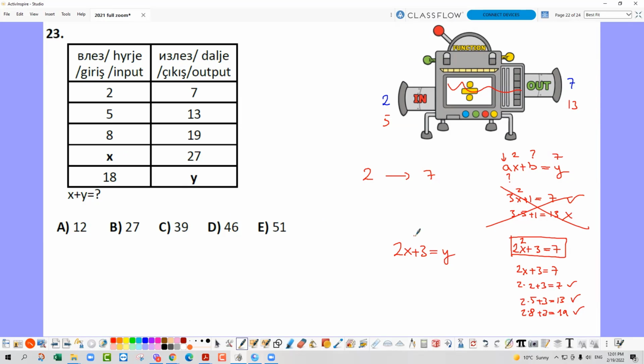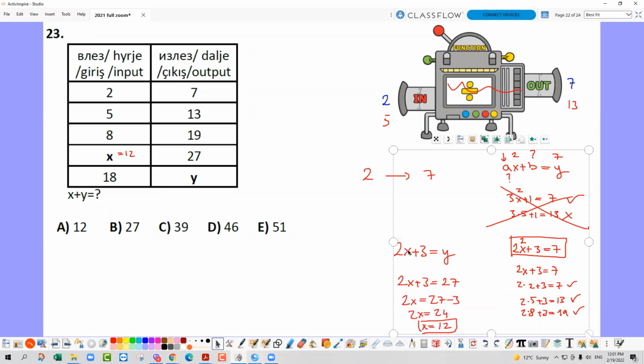So for this function, x is not given, y is given. So when 2x plus 3 is equal to 27, 2x is equal to 27 minus 3, 2x is equal to 24, x is equal to 12. Here, x is going to be equal to 12. Second one, I look for x here.